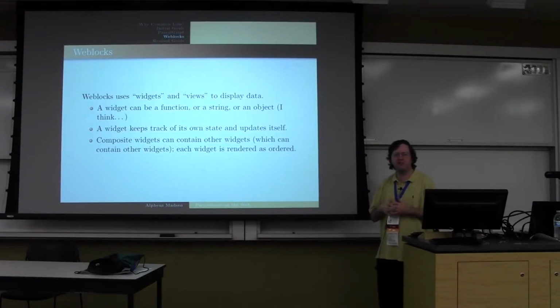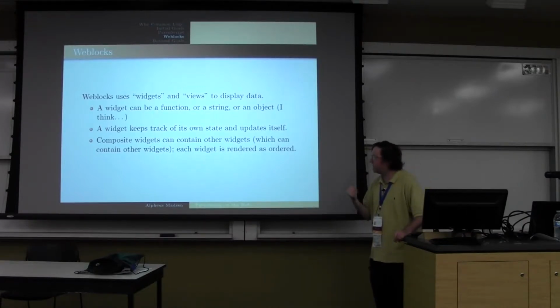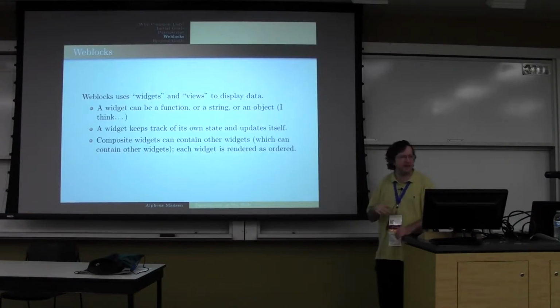Webblocks is something that I haven't really had a chance to experiment with on the command line or in trying to write code, but I think I've read enough to have a general idea of how it works. Basically, a widget is able to keep track of its own state, and it can update itself. Composite widgets can contain other widgets, which in turn can contain other widgets. When you render a composite widget, it renders each subwidget in the order that it is in the widget.